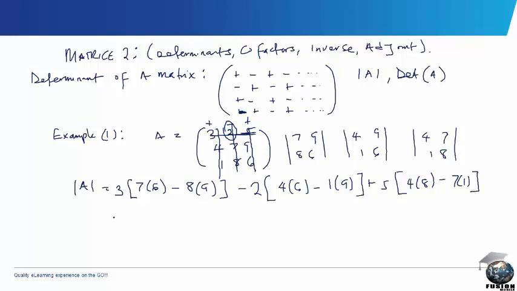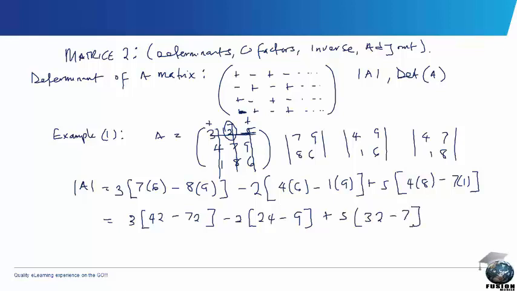So this follows that we have 3 times, 7 times 6 is 42, and 8 times 9 is 72. Minus 2 times, 4 times 6 is 24, 1 times 9 is 9, and then plus 5 times, 4 times 8 is 32, 7 times 1 is 7. So we have 3 times, 42 minus 72 is minus 30, and minus 2 times, 24 minus 9, which is 15, and then we have 5 times 32 minus 7, which is 25.